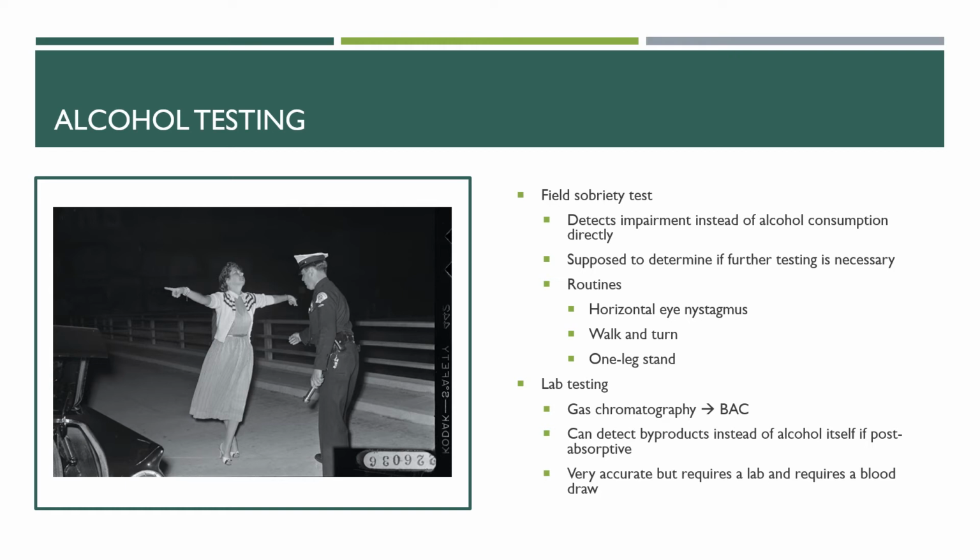And by the time you actually get that blood draw, the person might have sobered up enough to get below that 0.08. By detecting not just the alcohol directly, but the byproducts of the alcohol, you can determine how long it's been since somebody has been drinking and what their blood alcohol level was at its maximum before. This is a very, very accurate, very, very reliable procedure, but again, it does require a lab. It requires a blood draw.